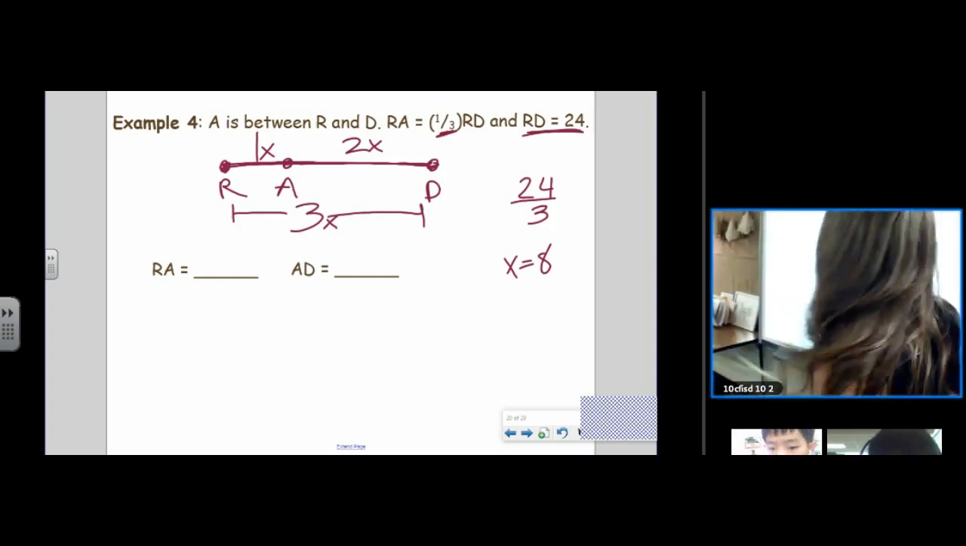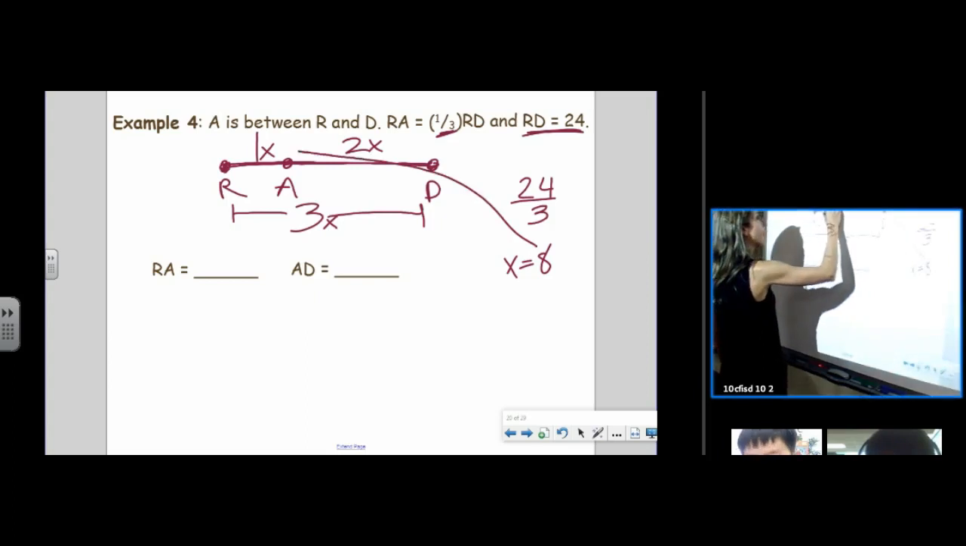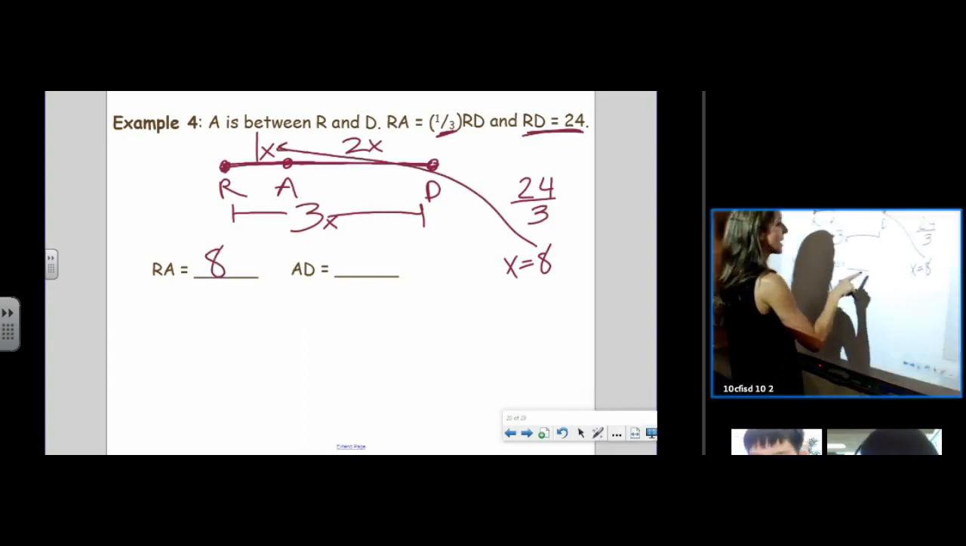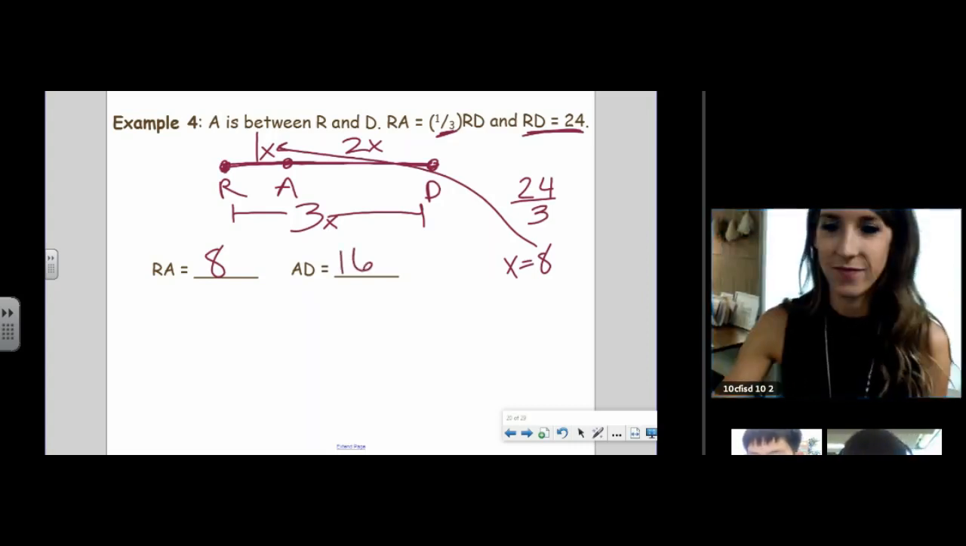And then we can plug it back in. So what's RA? It's 1x. So it's just 8 times 1. It's 8. What's AD? 2 times 8, it's 16.